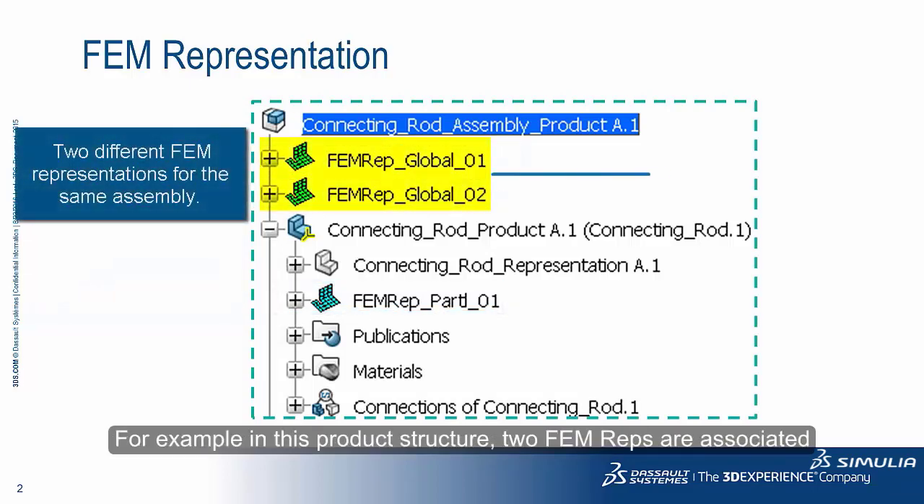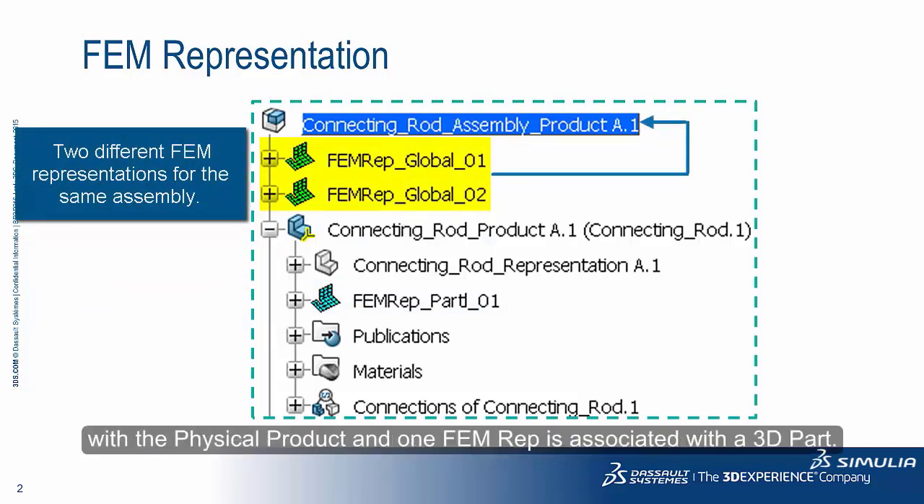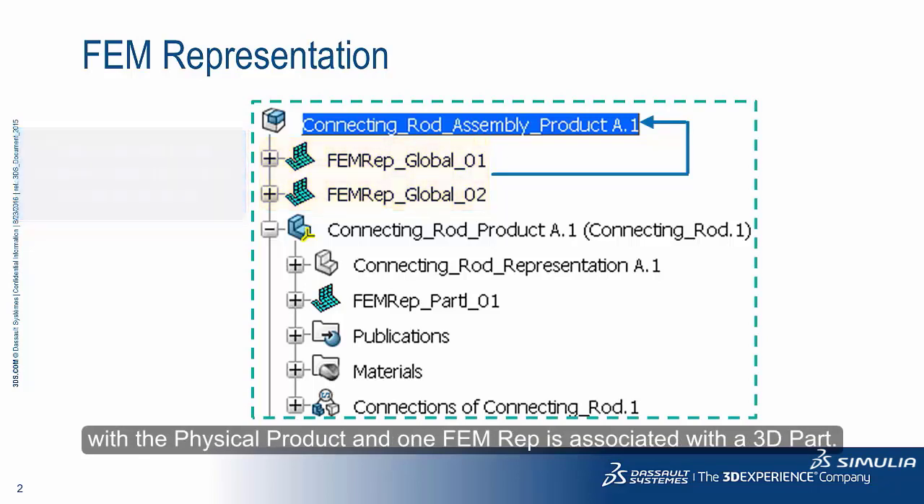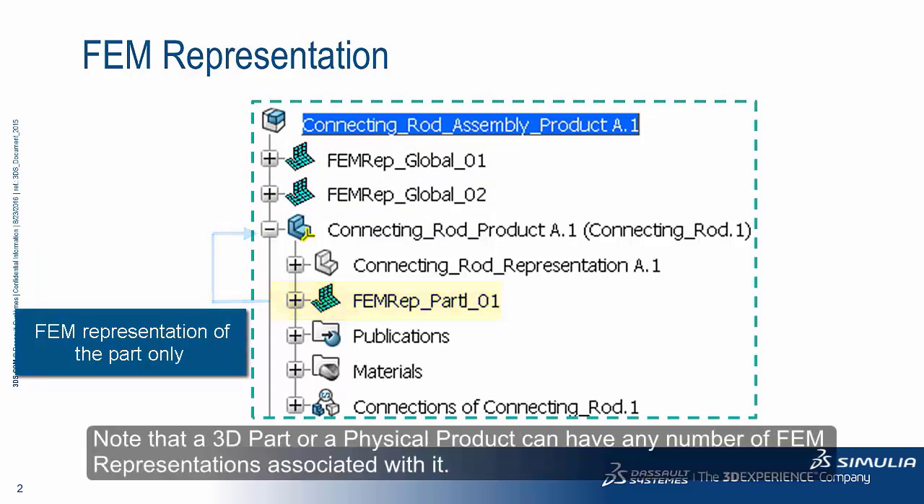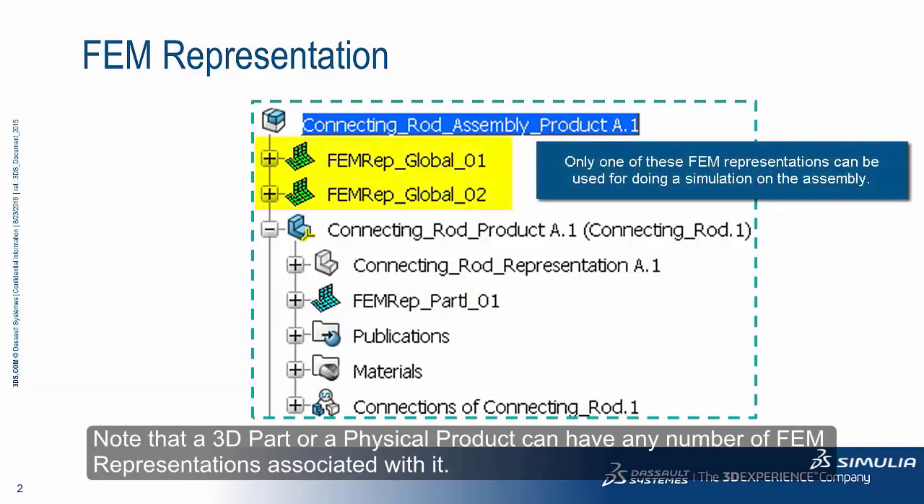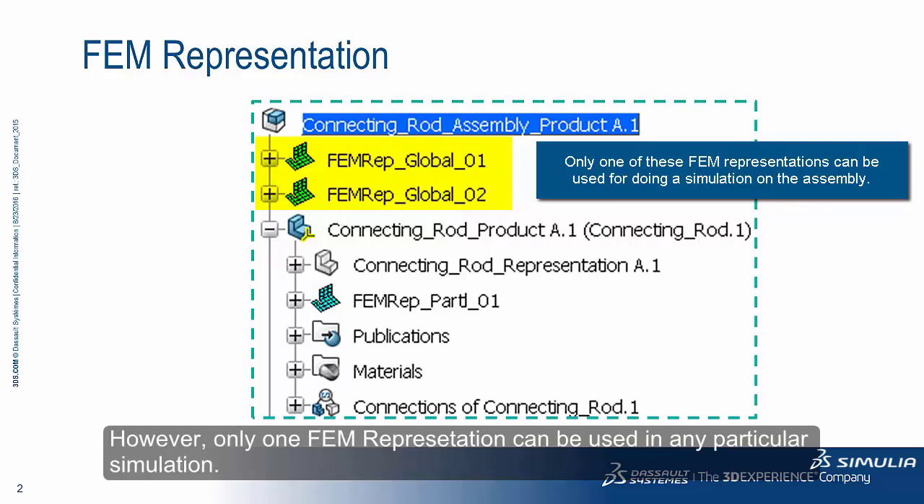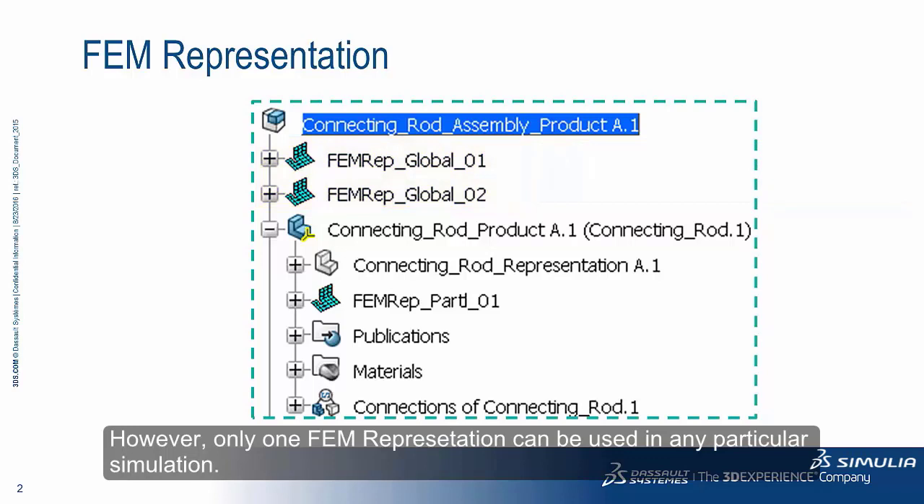For example, in this product structure, two FEM reps are associated with the physical product, and one FEM rep is associated with a 3D part. Note that a 3D part or a physical product can have any number of FEM reps associated with it. However, only one FEM representation can be used in any particular simulation.